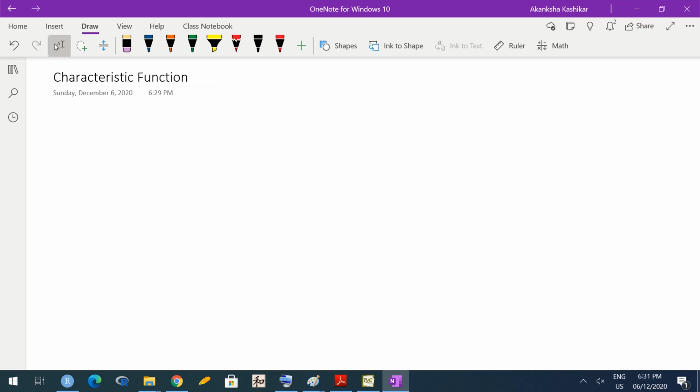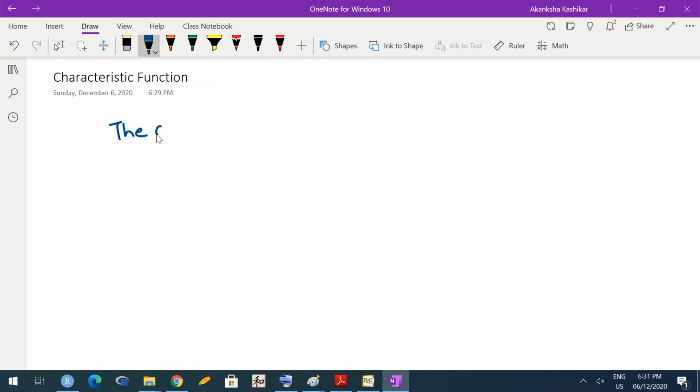Hello everyone. Today we'll be defining characteristic function and we'll discuss a few properties. You have already studied what is moment generating function, what is probability generating function. So characteristic function is kind of similar thing. Let me first state the definition.